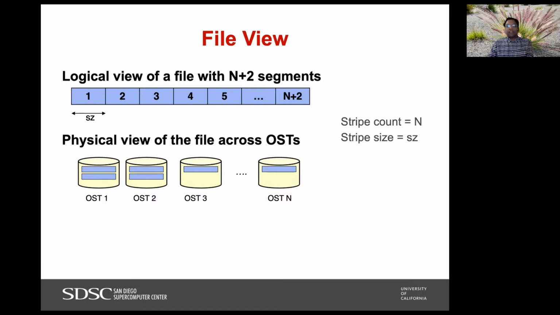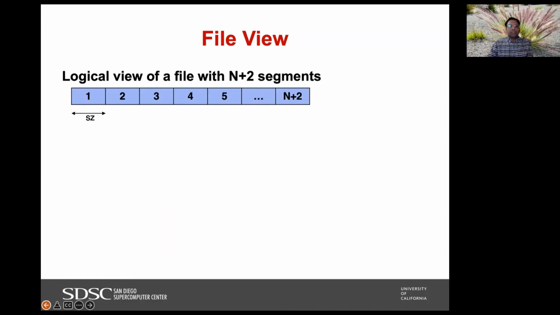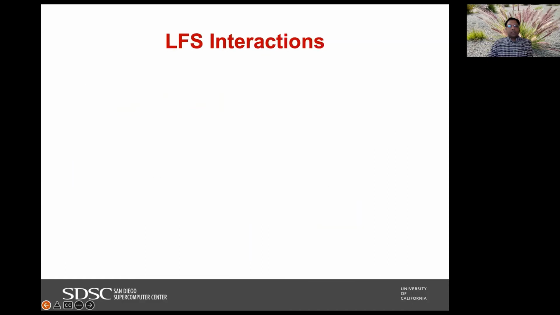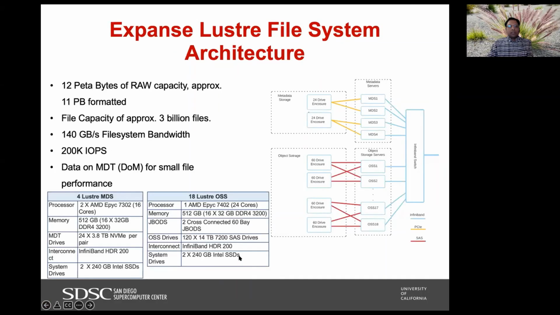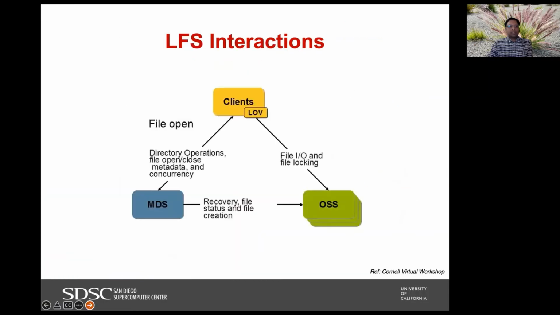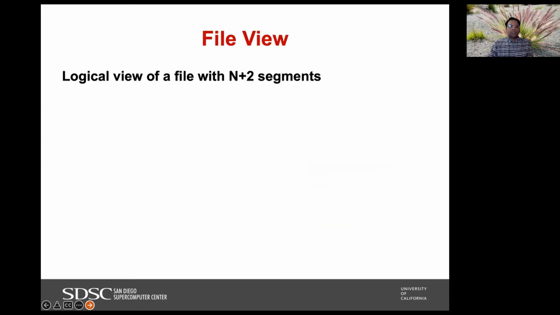So if you have 8 targets, you can see how it can scale up and get lots of performance out of it. And if I go back to my previous picture, basically we have 18 OSSs, and then on each OSS, I think we have like 6 targets. So you have a lot of storage targets to hit. And that's how you get to 140 gigabytes per second by basically splitting across.